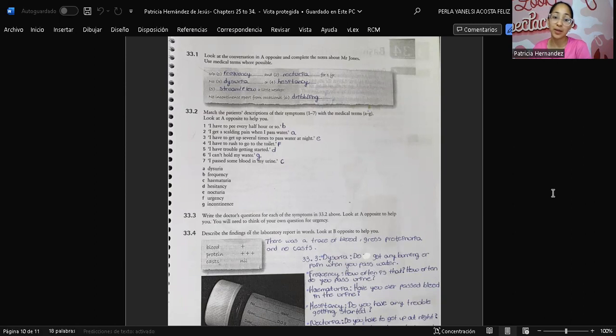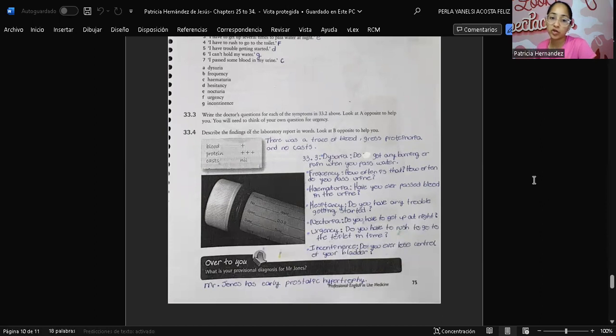I have to get up several times to pass water at night. That's nocturia. I have to rush to go to the toilet. That's urgency. I have trouble getting started. That's hesitancy. I can't hold my water. That's incontinence. And I passed some blood in my urine. That's hematuria.